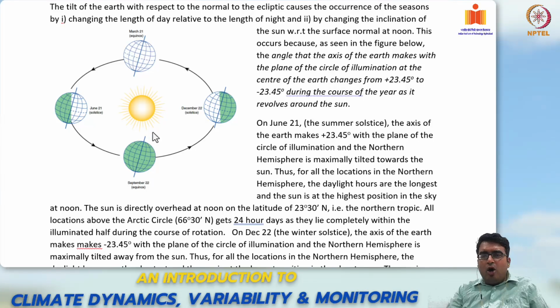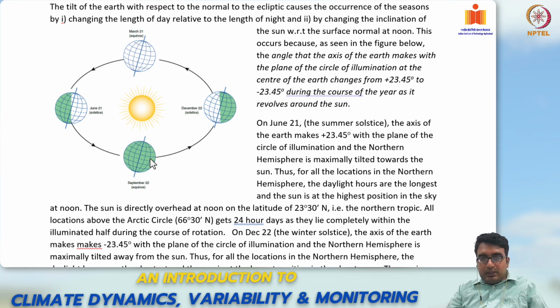Now if you look at the opposite half of the year, between September 22 and March 21, we can look especially at the winter solstice, which is December 22, when the angle is minus 23.45 degrees. Okay. So basically the angle that the axis of the earth makes with the plane of the circle of illumination at the center of the earth changes from plus 23.45 to minus 23.45. So you can see here, this is minus 23, this is plus 23. Okay. And 0 to plus 23.45, then plus 23.45 to 0 is between March and September.